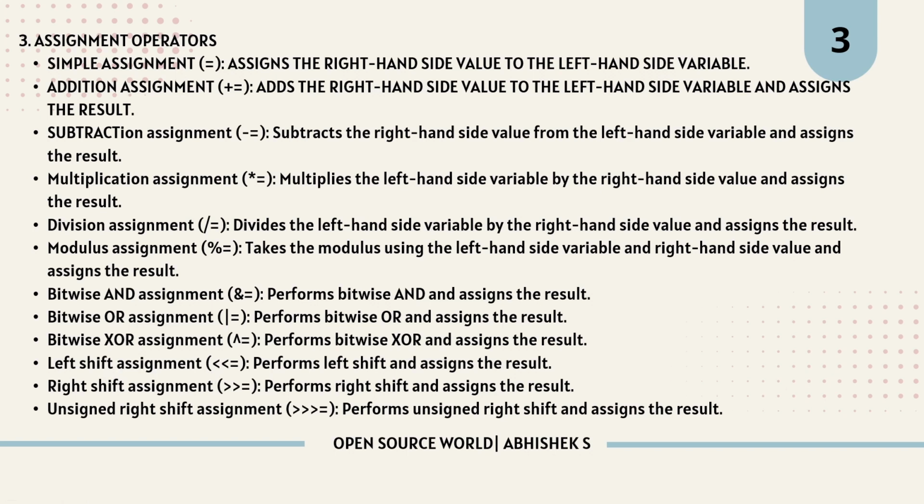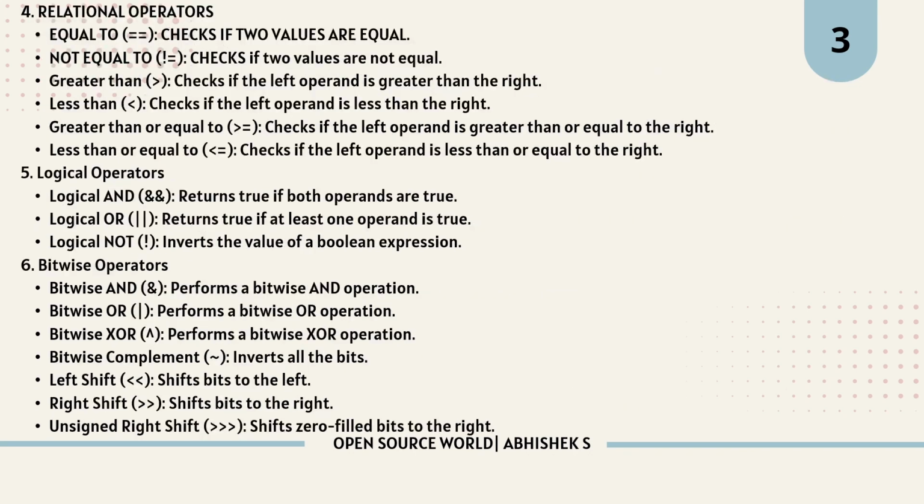So right shift, left shift, unsigned right shift, unsigned left shift, etc. are there. And there are also relational operators to check if two values are equal, and to check whether the left operand is greater than the right operand, we use the greater than operator, and also the less than operator. The not equal to operator is also present, and there is greater than or equal to, to check whether the left operand is greater than or equal to the right operand.